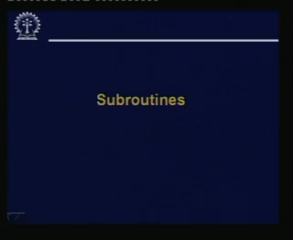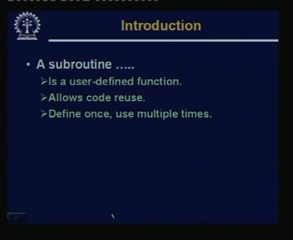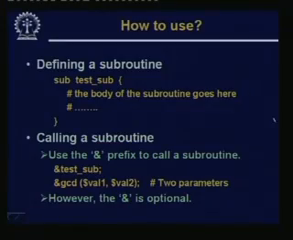Now, let us look at another very important feature of the Perl language, namely subroutines. Now, you all know why we use subroutines. Subroutines are used as a user defined function. Its main motivation of usage is to allow code reuse. Code reuse means I write the subroutine once, but I can call it or use it multiple number of times. So, it makes the effort of the code designer easier. It also makes the program code shorter. Instead of writing the same function several times, I write it only once and I call it multiple number of times. Let us see in Perl how we can define a subroutine.